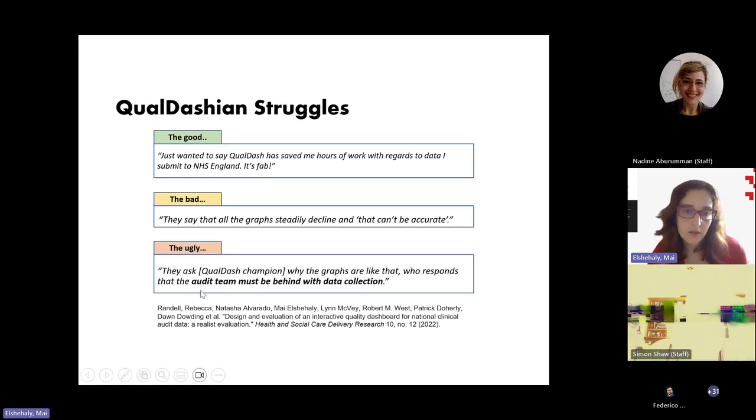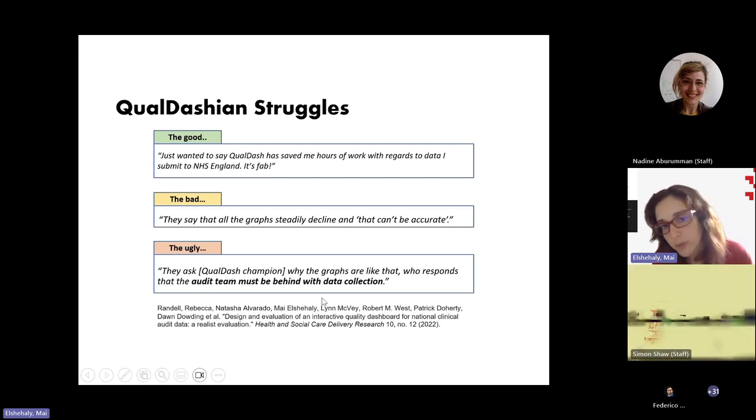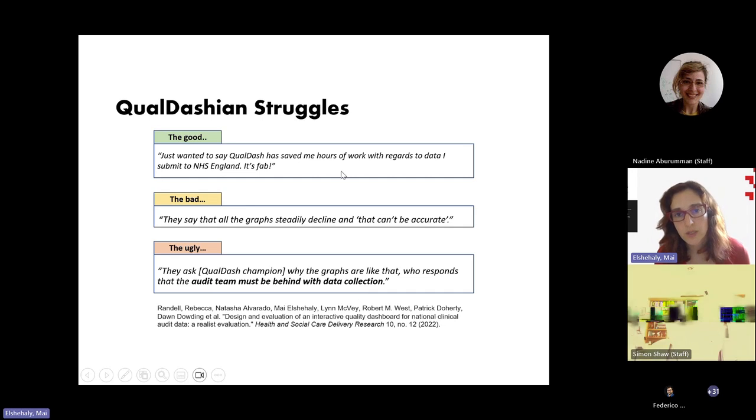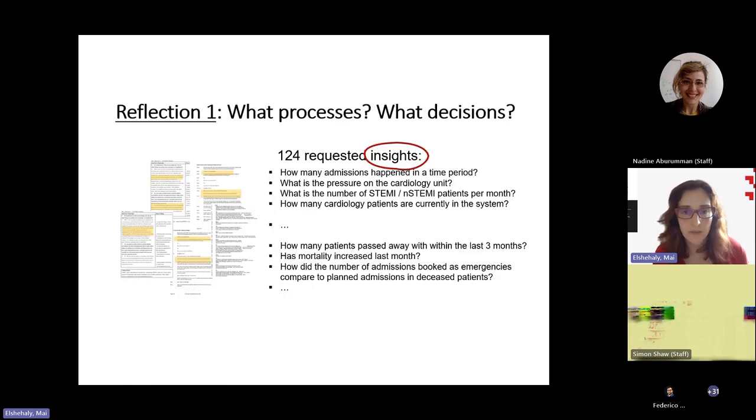And then digging a bit deeper, we would find things like, the audit team, for example, must be behind with data collection. So this is a situation where, again, somebody who's very data driven in their job is very happy with the tool. But when it comes to real world decision making, things that go beyond the data and the insight can really hinder the ability for visualization software to play a key role in decision making.